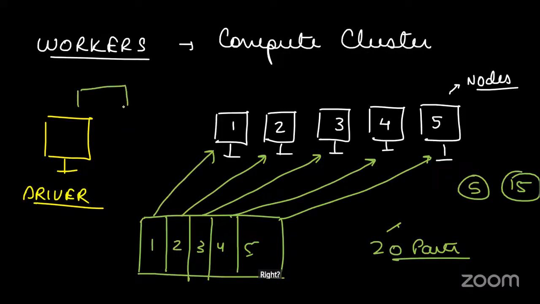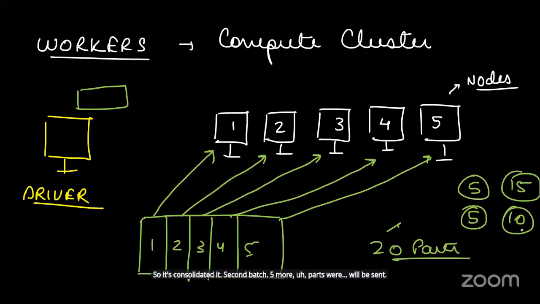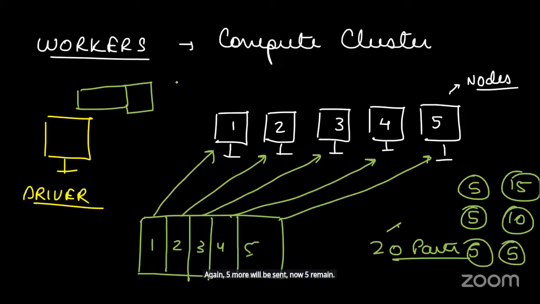So all the data from all these different nodes have to be consolidated. So it's consolidated. Second batch, 5 more parts will be sent. Now the remaining is 10. Again, it will process it, append the data over here like this. Again, 5 more will be sent. Now 5 remain. It will process it.